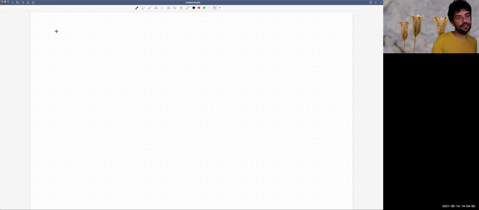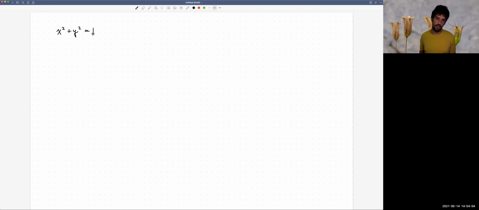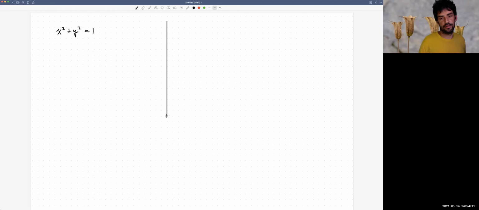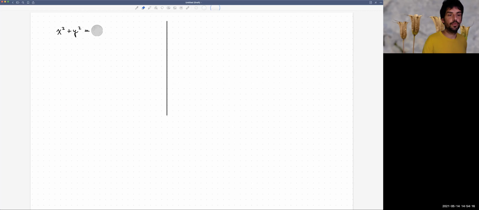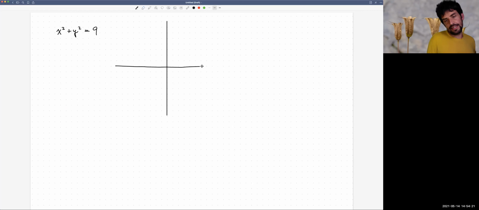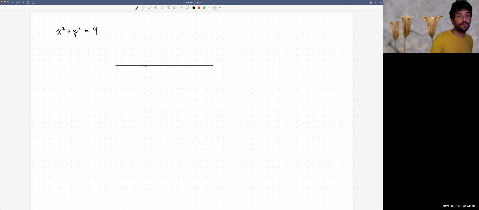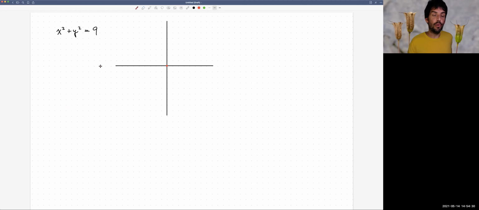Let's start with a rectangular equation this time. Let's get some axes. Oh, I wanted 9. Sorry, not 1. Let's do 9. So first, let's think about the meaning of this, right?